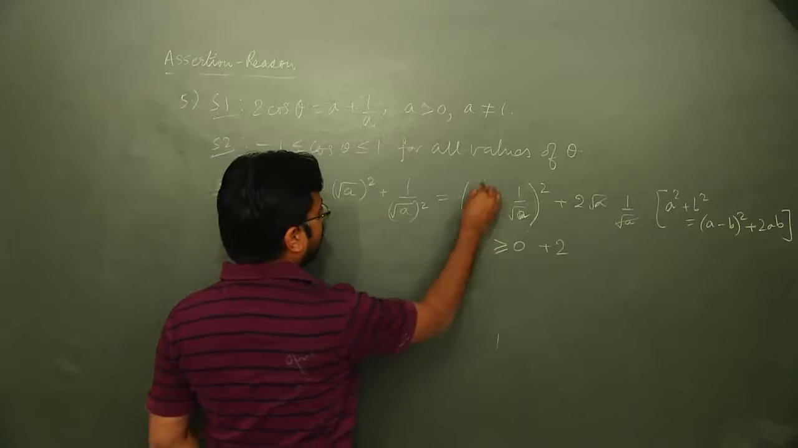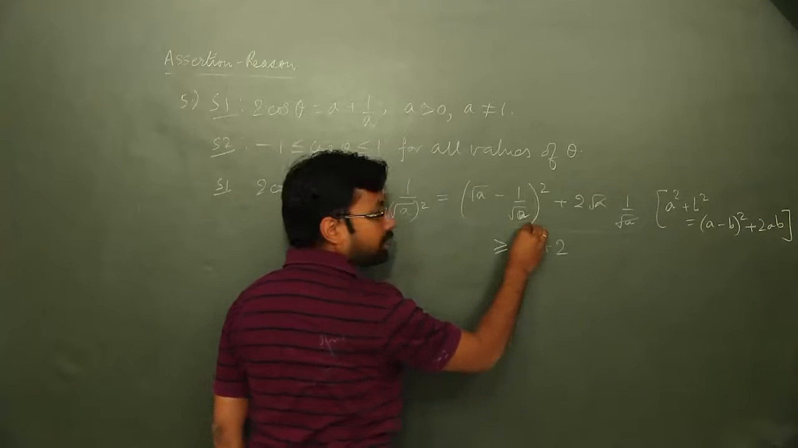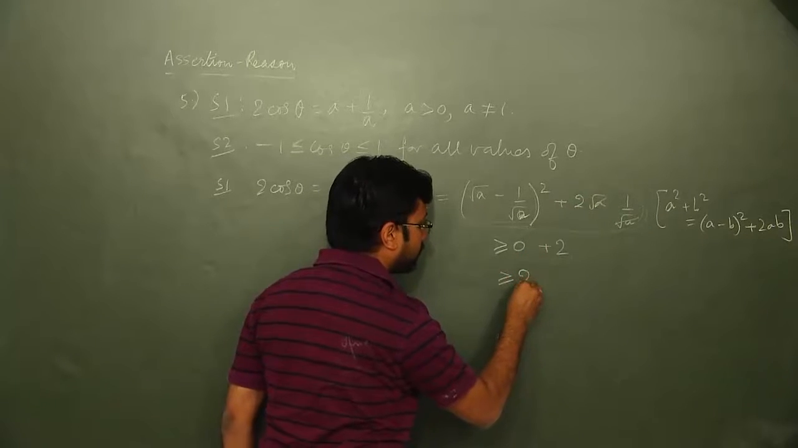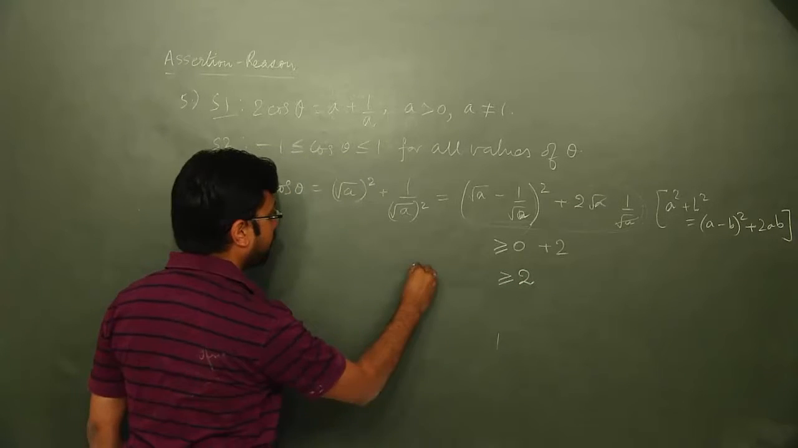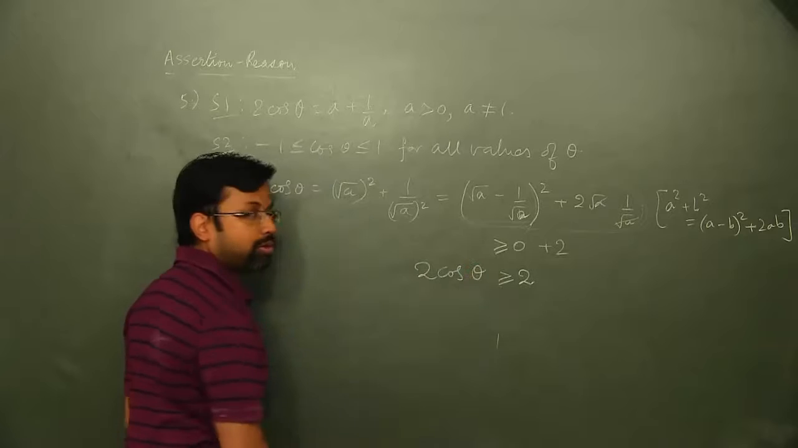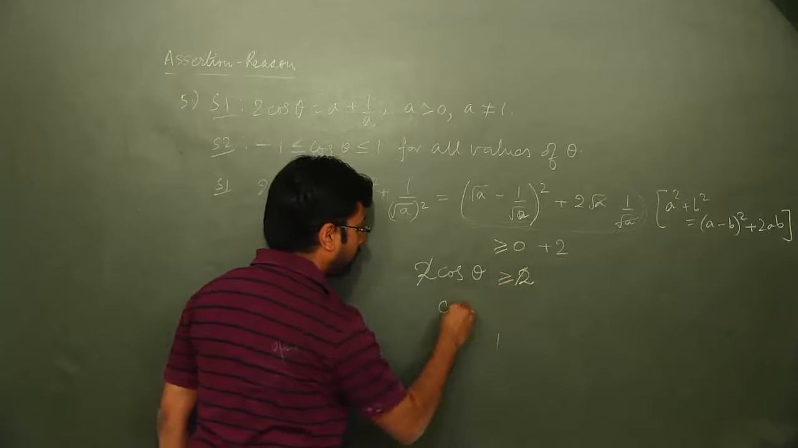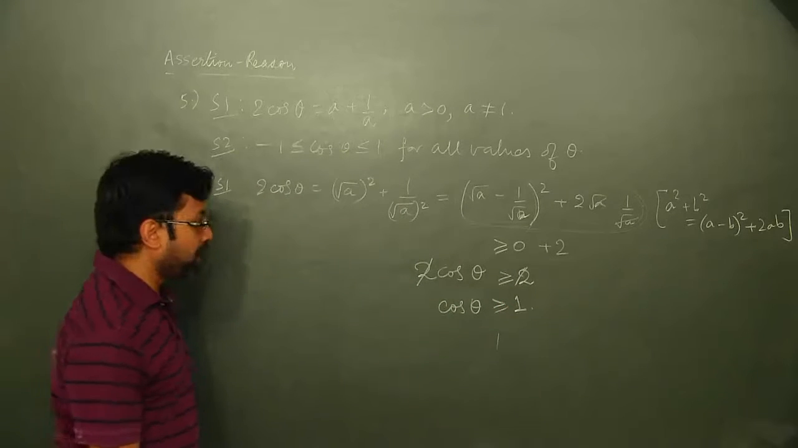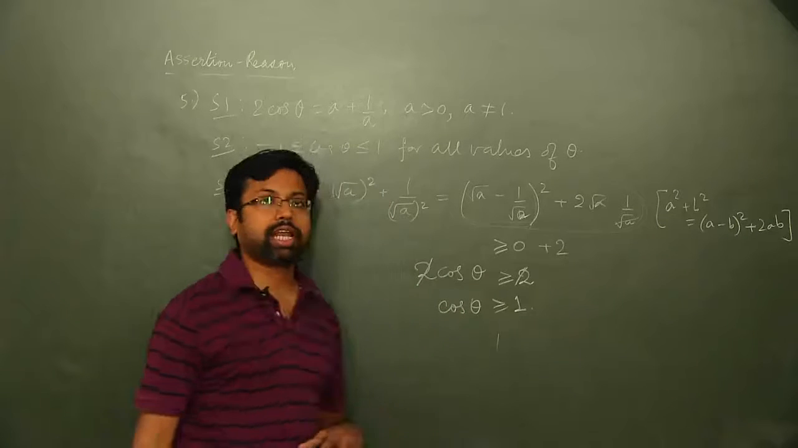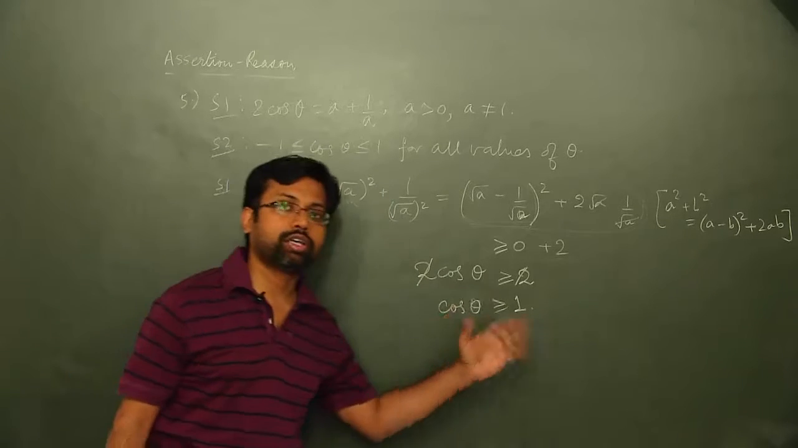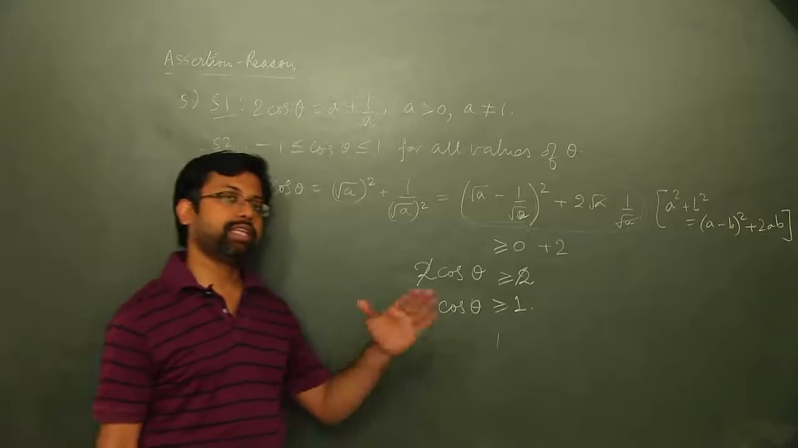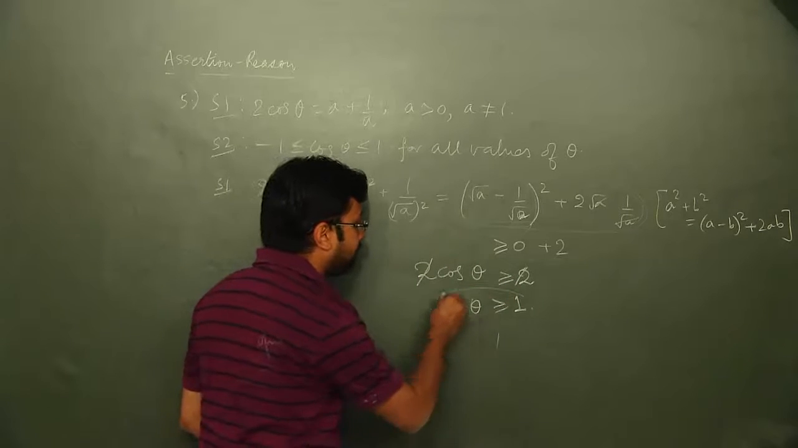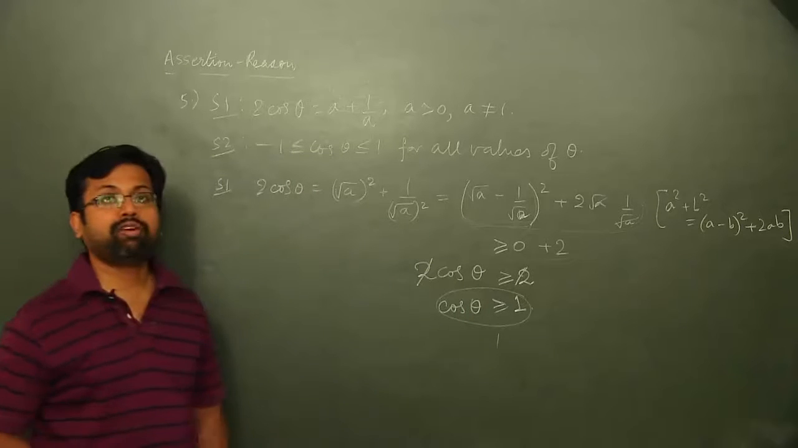So what will be the value of this whole thing? This number is greater than or equal to 0 and this is exactly equal to 2. So their sum is going to be greater than or equal to 2. So we get 2 cos theta is greater than or equal to 2. The 2 and 2 cancel out and what you are left with is cos theta greater than or equal to 1. But we know that the value of cos theta lies between 0 and 1 for acute angles, and for angles lying between 90 to 180 it lies from minus 1 to 0. So sin theta or cos theta can never be greater than 1.